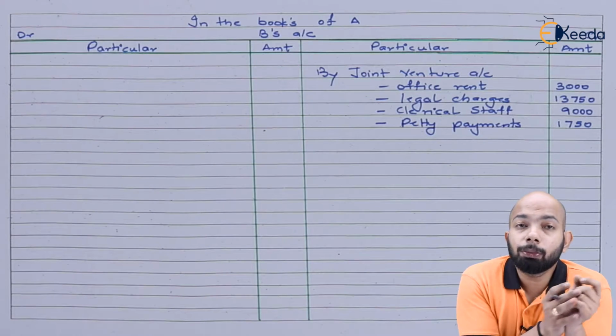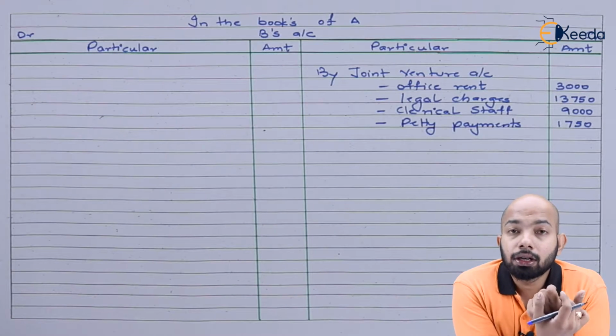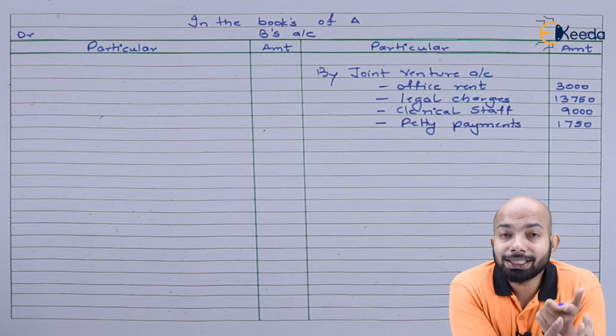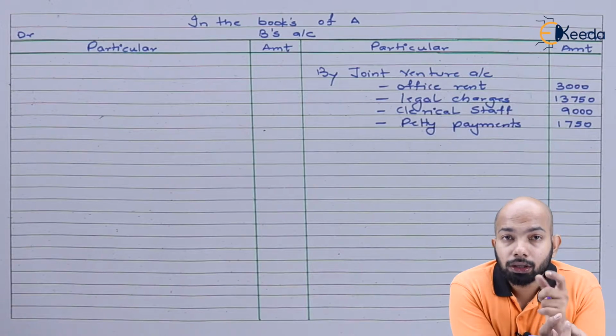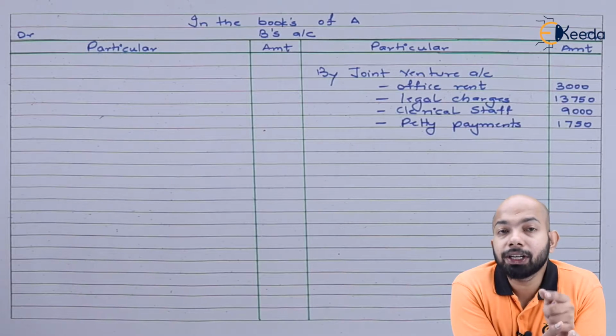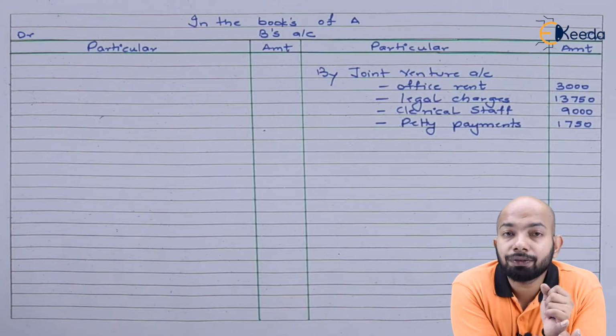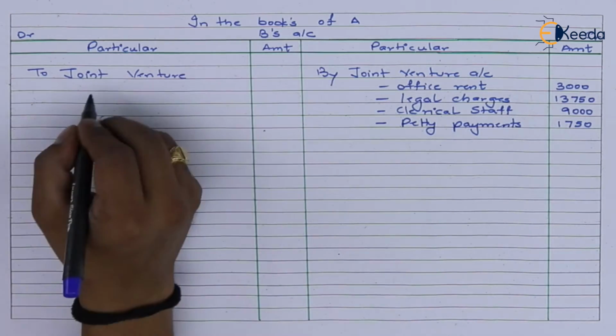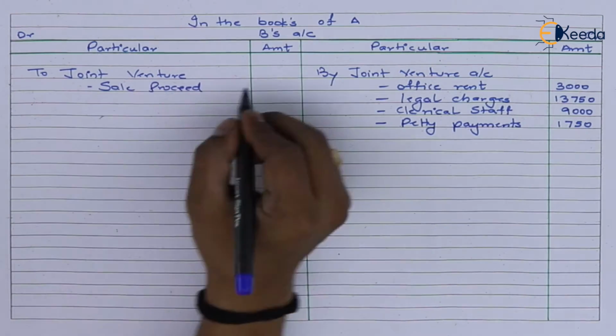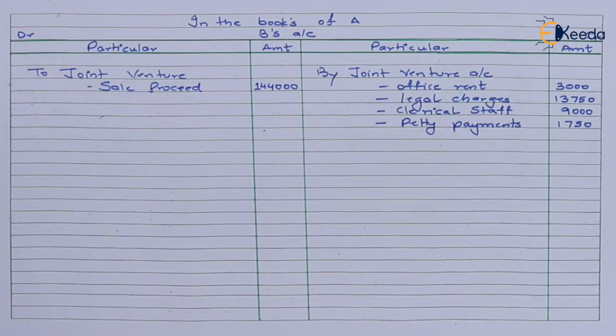Now the next transaction will be the sale proceeds transaction. So if you remember, that was B's account debit to joint venture account that we have passed there in the joint venture account. So on the debit side of B account, we'll be mentioning to joint venture with the amount of sale here. So it is 1,44,000.